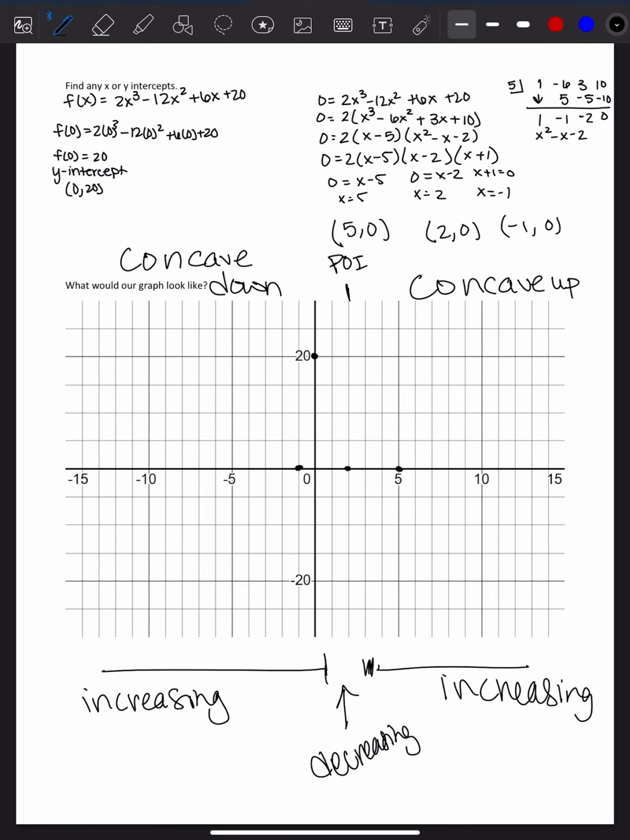And the reason why is because I am increasing in concave down. So if I'm increasing, that means I need to go in this direction. But I also need to go in this direction, hitting that x-intercept, also our y-intercept. But I'm also concave down. So I'm going to be kind of looking at something that's kind of in this shape.